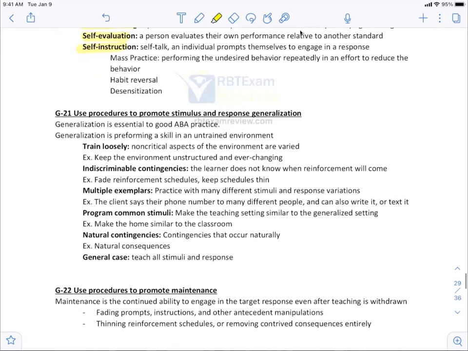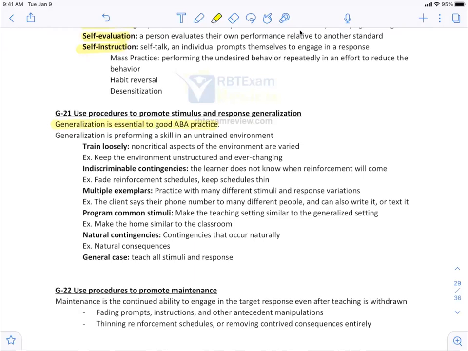G21, use procedures to promote stimulus and response generalization. Generalization is essential to good ABA practice. If we're not generalizing, okay, we're not doing our job as analysts. I don't care, and you shouldn't care either, if your client can do the skill in the training environment. How is that going to help them in the natural environment? Generalization is a key. It's one of our dimensions. Generalization is performing a skill in an untrained environment.